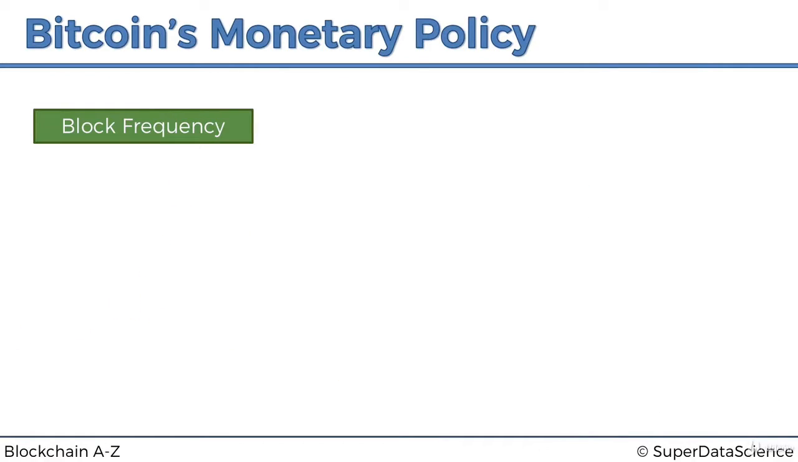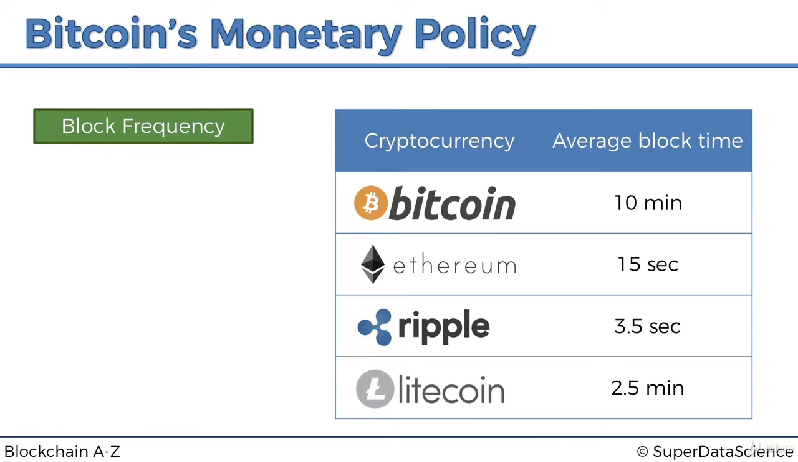Okay, so the halving principle, and now let's talk about block frequency. So block frequency is how often do those blocks come in that bring the reward, which is right now 12.5 Bitcoins per block. How often do they come in? Well, depending on the cryptocurrency, they are different. For instance, in Bitcoin, it's every 10 minutes. In Ethereum, it's every 15 seconds. In Ripple, it's every 3.5 seconds. In Litecoin, it's every 2.5 minutes. So it really depends on the design of the system.